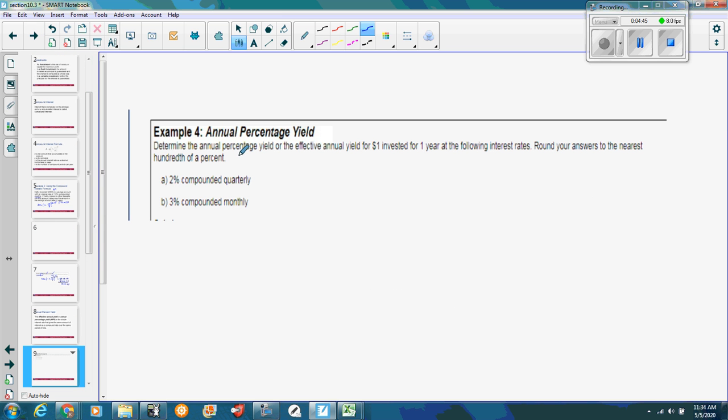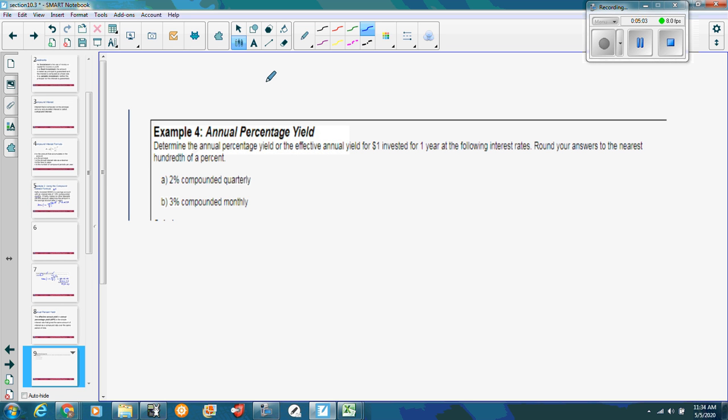So determine the annual percentage yield. So they want to know what it would be if it was compounded quarterly. What would be the regular yearly interest rate? So effective annual yield, $1 invested for 1 year. So that's the way they test it.